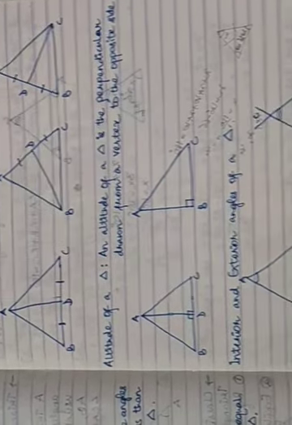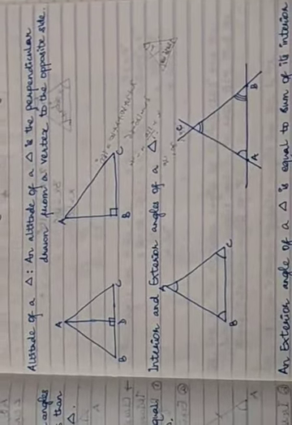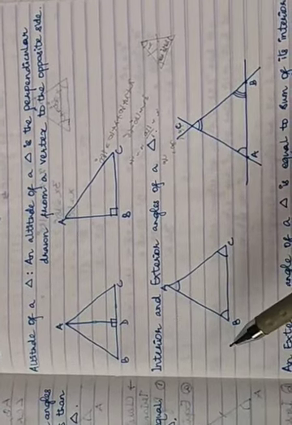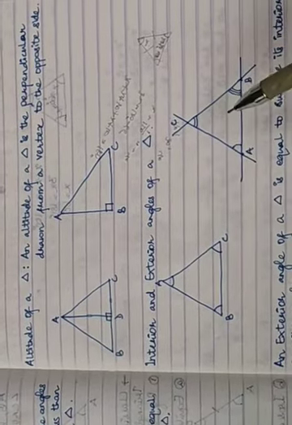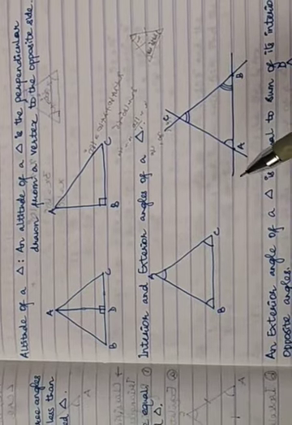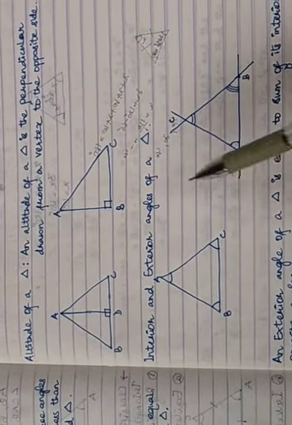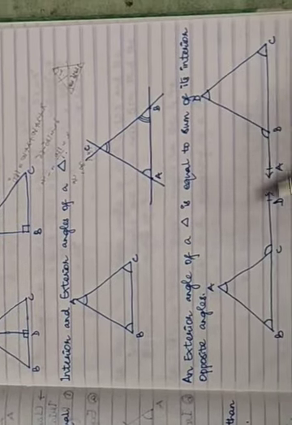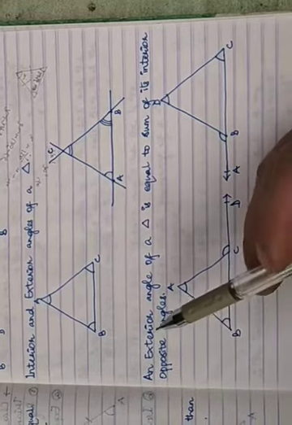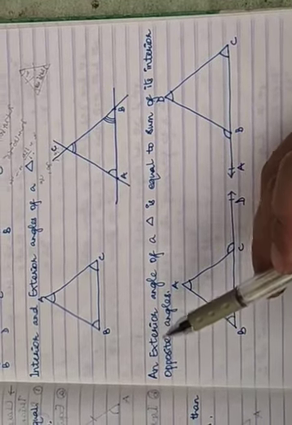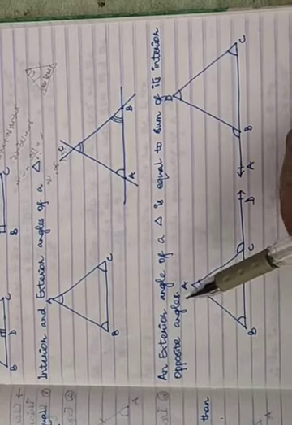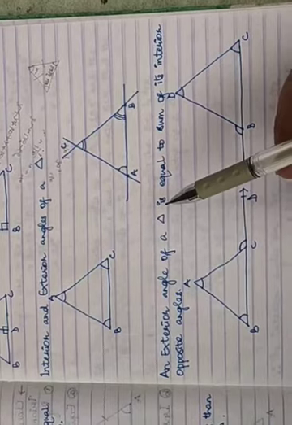Okay. Now interior and exterior angles of a triangle. Interior, as the term means, is simply inside the triangle. Exterior means outside the triangle, simple. Why I'm telling you this is because we have one property, known as the exterior angle property. What the property states is that an exterior angle of a triangle is equal to the sum of its interior opposite angles.